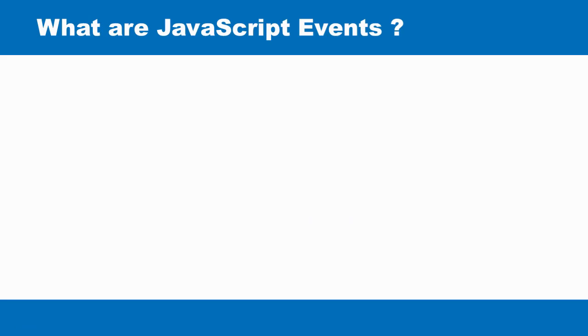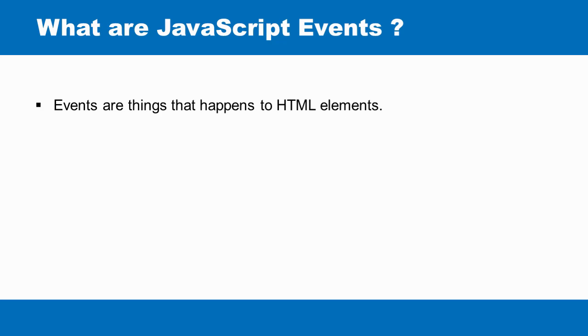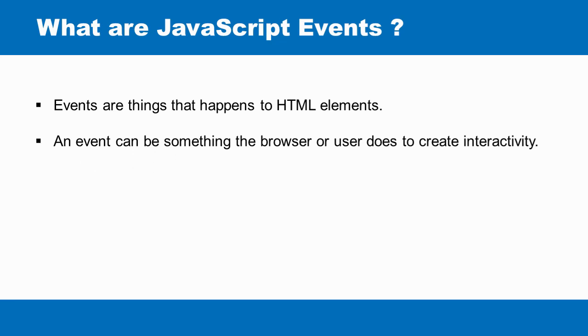What are JavaScript events? Events are basically things that happen to HTML elements. For interactivity to occur on a website, events need to happen to create that interaction. An event can also be referred to as something that the web browser or the user does to create interactivity.